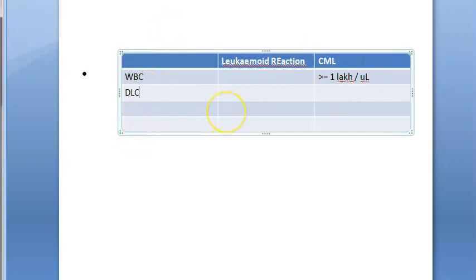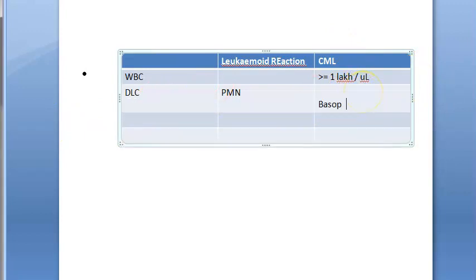Now what about the differential leukocyte count? Here there will be polymorphonuclear cells. That means there will be more mature cells. Here immature cells will be more. In CML, all maturation stages and immature cells are more. There will be more basophils also. Immature cells are there everywhere, but here immature cells are there more.